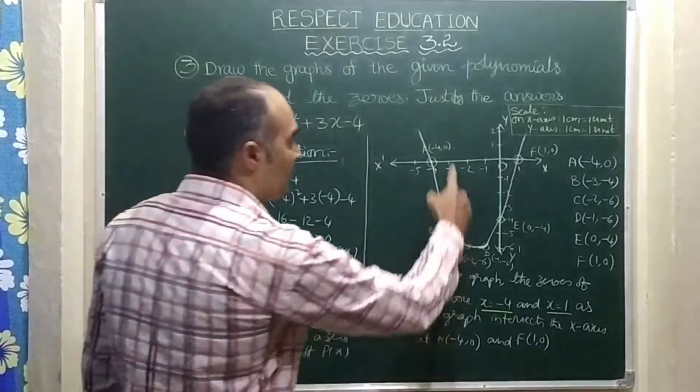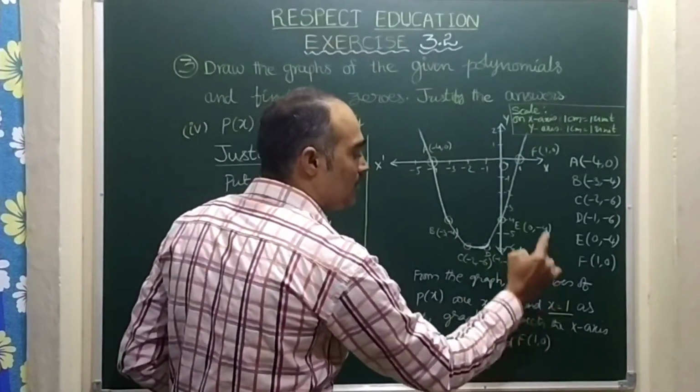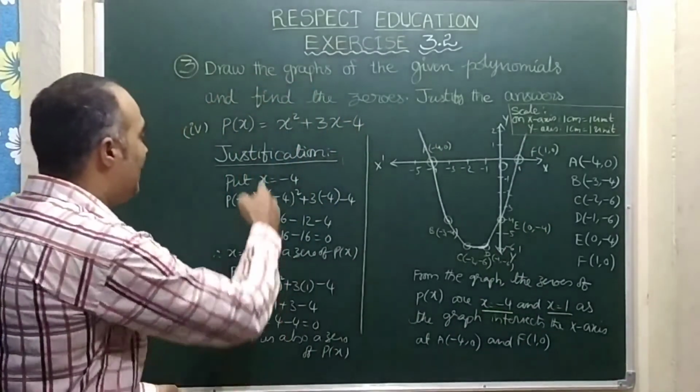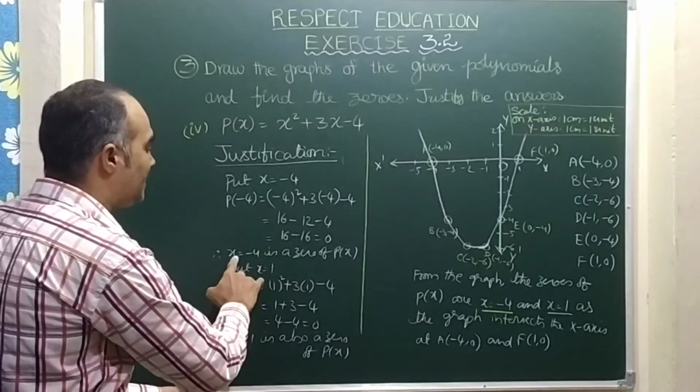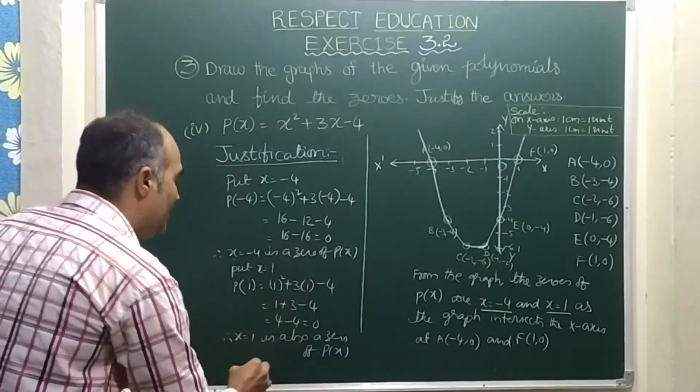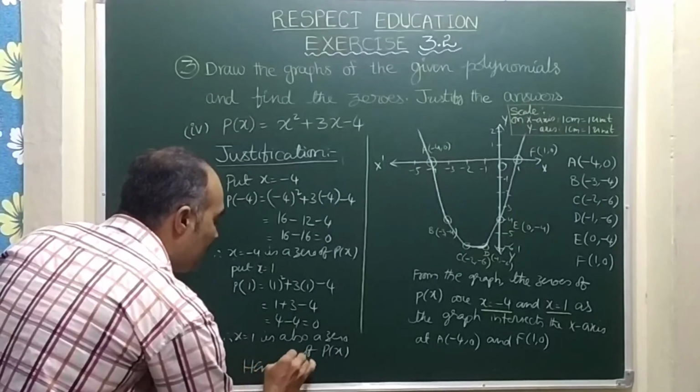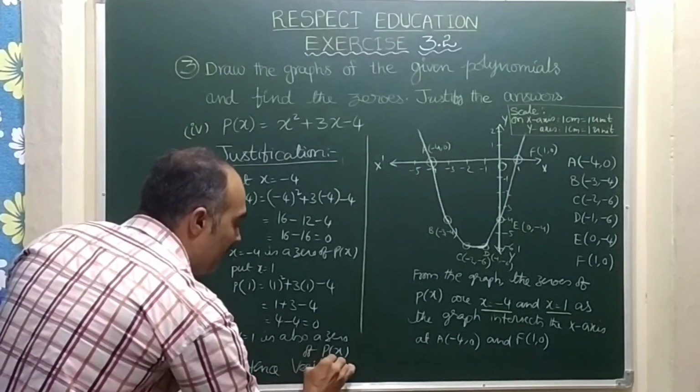See here, children, from the graph also we get the same zeros, x equal to minus 4 and x equal to 1. In the justification also we got the same values, x equal to minus 4 and x equal to 1 are zeros. So here we can conclude that it is hence verified.